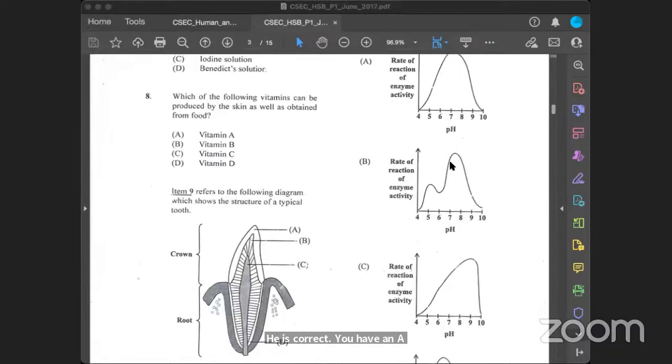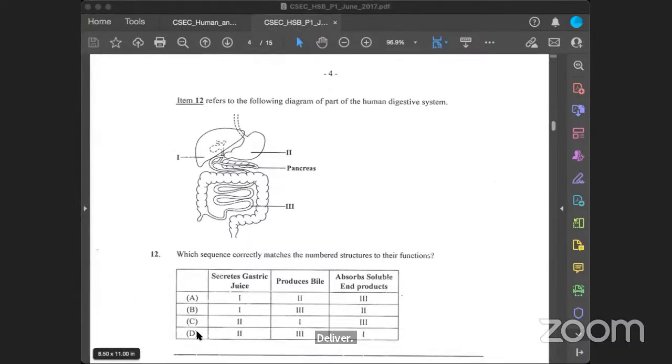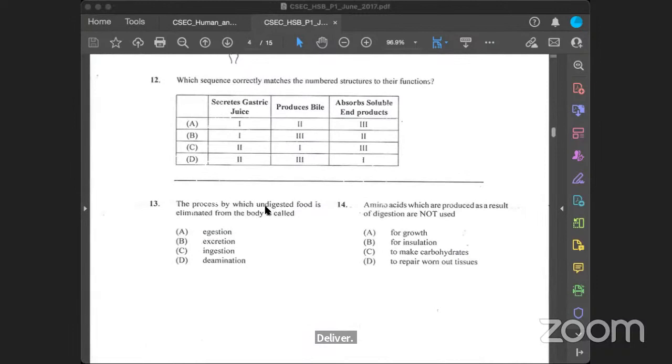11, A is correct. You have to match these here. Gastric juice: that's your stomach, so that's supposed to be either C or D. Produces bile: the liver. So the answer there is C. 13, undigested food, we talked about this. That will be digestion. Amino acids, which of the following, which are produced as a result of digestion, are not used for what?